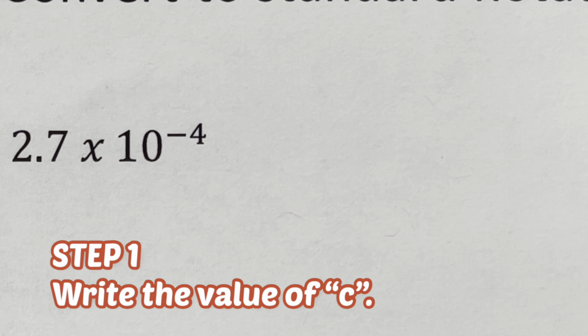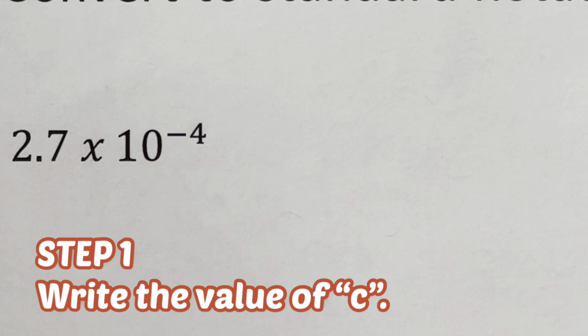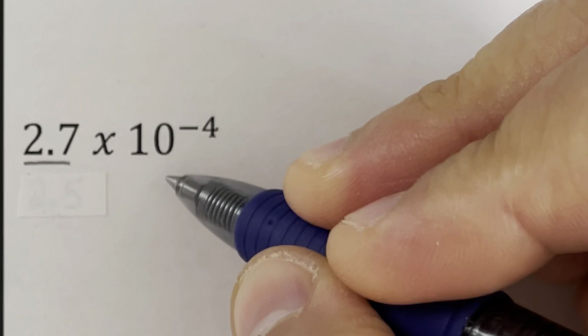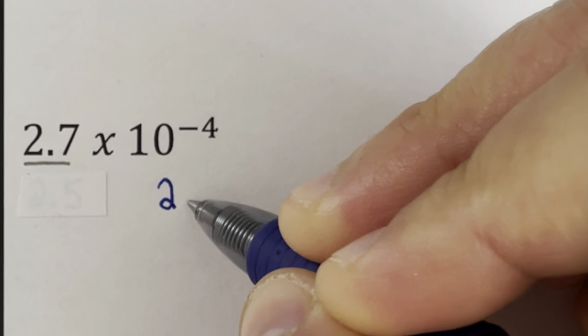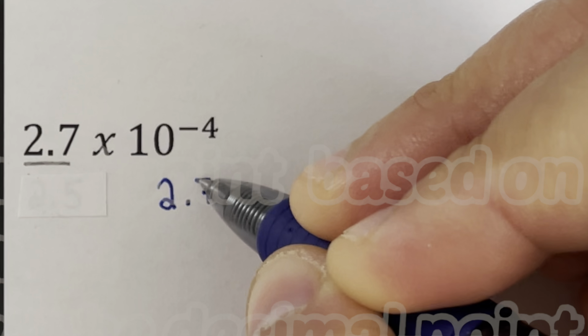The first step is to write the value of C. Our C value here is 2.7. So I'm just going to go ahead and write 2.7 right here, which is our value for C. And then we're ready to move on to the second step.